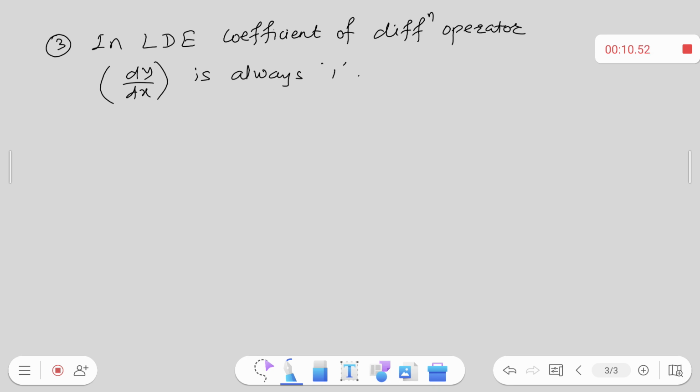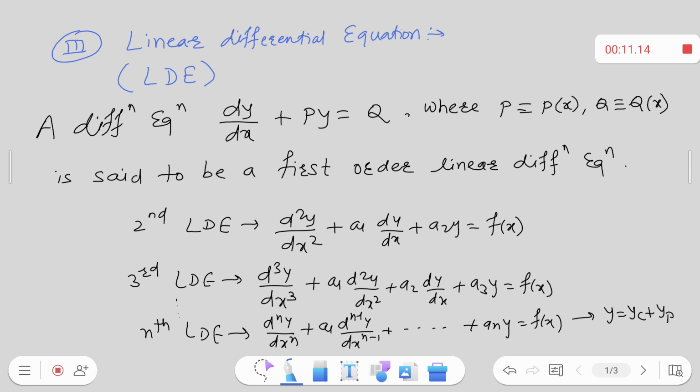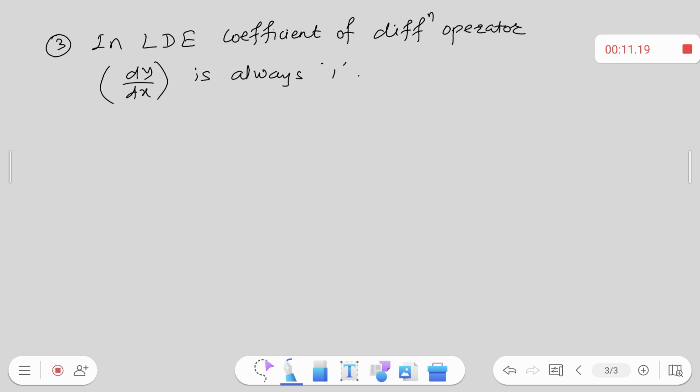Like an exact differential equation must be in M dx plus N dy equal to 0 form, a linear differential equation has dy by dx equal to some py minus q form. So the coefficient of dy by dx should always be 1. If the coefficient of the differential operator is not 1, then convert it into standard form and then find the general solution. So let us take a few examples on linear differential equations.